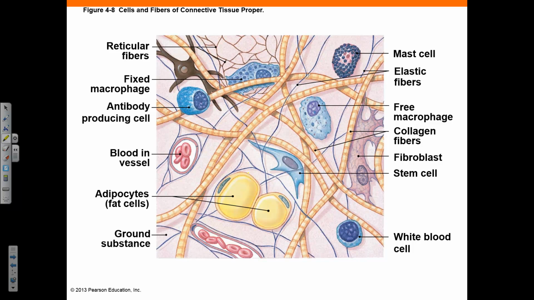Here is an illustration of the components found in the connective tissue proper. Note the diversity of cells that are scattered throughout. Also note the different fibers that help compose the tissue. The long and strong collagen fibers can be seen here. Note how they differ from the thinner branched reticular fibers, seen up here. The elastic fibers can also be seen here in blue.